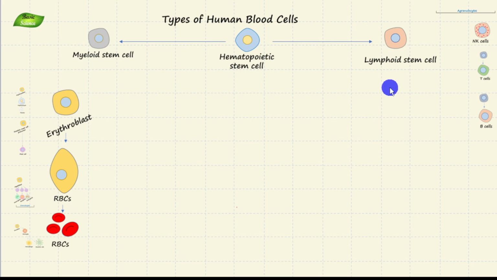Lymphocytes are going to come from the lymphoid stem cells, and I'll also explain how the NK cells, which are natural killer cells, are going to come. I hope this is clear. This is our myeloid stem cell, and the first cell type that is coming from here is the erythroblast.